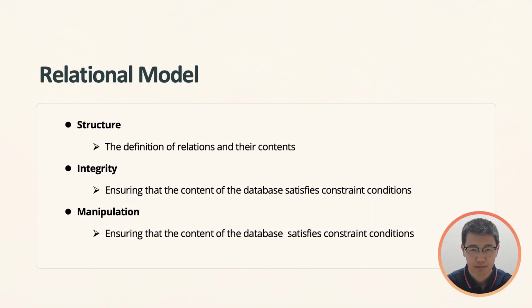The relational model has three main characteristics. Firstly, let's talk about structure, which refers to the definition of content within. This includes the attributes a relationship has and the values contained in those attributes. For example, if we have a relationship with three attributes, it's just what we are talking about.